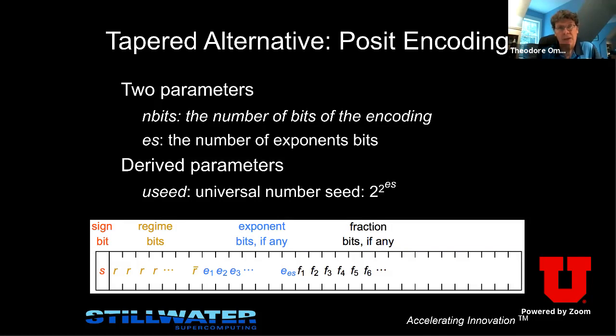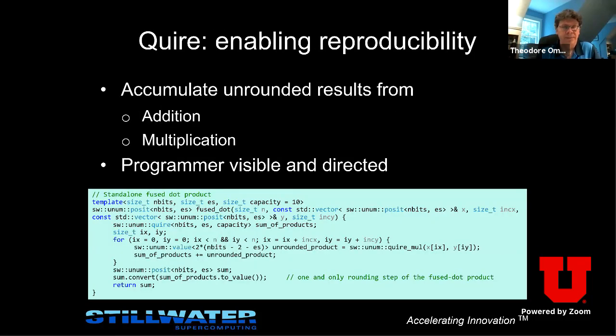The other aspect of the posit standard is the superaccumulator. The quire is an entity that allows you to accumulate unrounded results. These results can come from additions and multiplies, and now give you an opportunity to do a non-trivial computation without incurring any rounding. The only rounding that happens is when you, as a programmer, make an assignment back into the posit that you set.